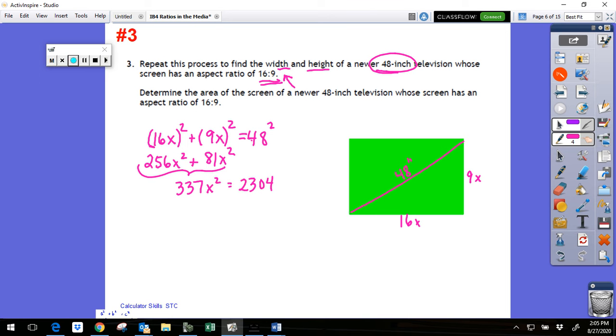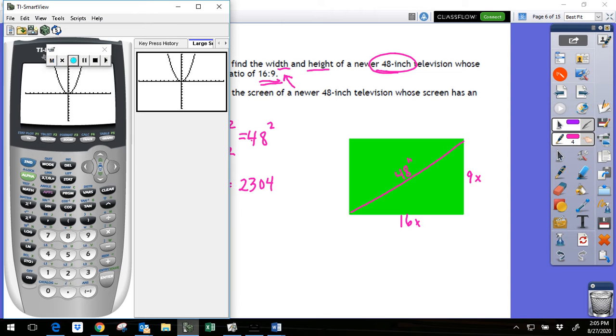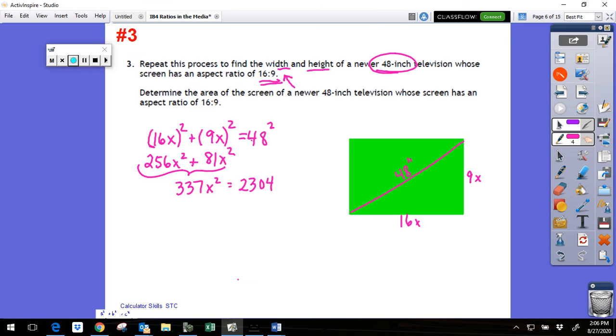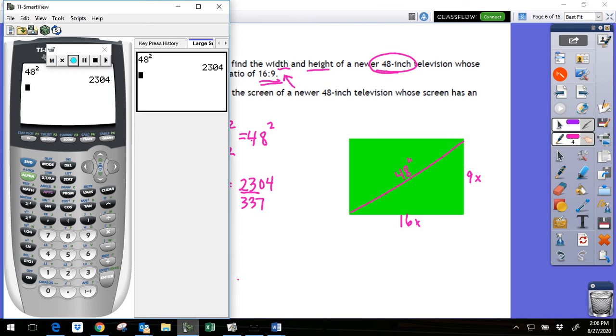And again, if you're forgetting or wondering where they're coming from, just have your calculator out and make sure you're doing the arithmetic and follow along there. So there's your 2304. So what I need to do, if I'm solving for x, is divide by 337 and then square root it. So on the calculator, I take this number, I divide by 337, and then I want to square root my answer. So big old square root, oh my goodness, it's in there.